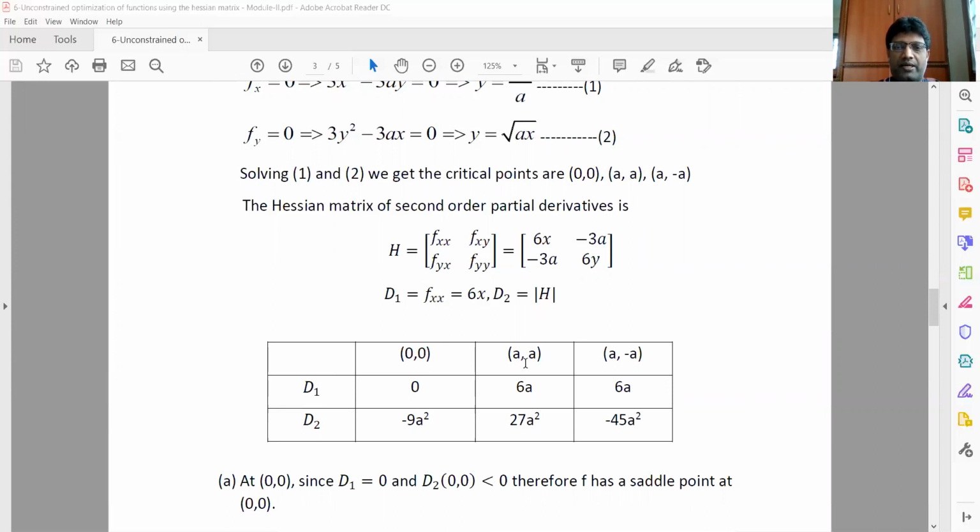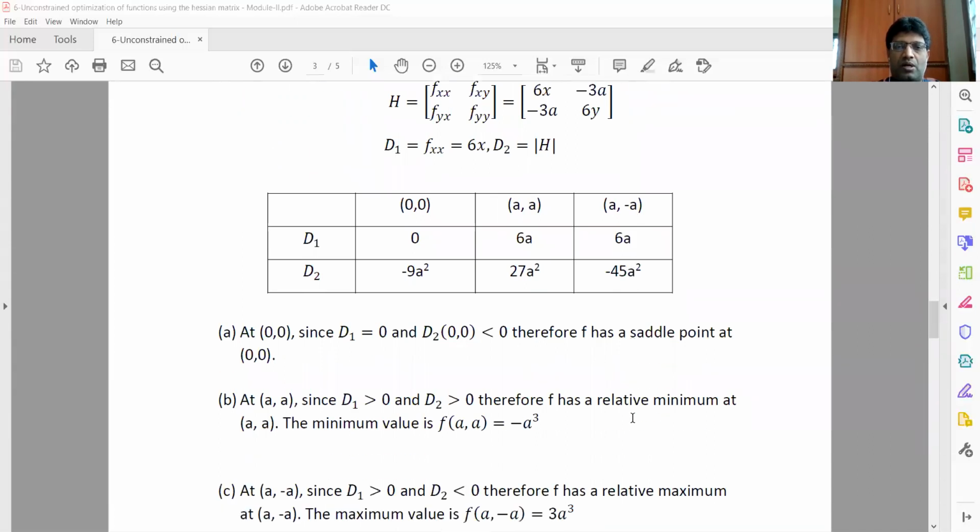Similarly, at the second point (a, a), D1 is 6a and D2 is 27a squared. At the third point, we got this. So now at (0, 0), clearly D1 is 0 and D2 is less than 0. So D2 is less than 0, therefore f has a saddle point at (0, 0).